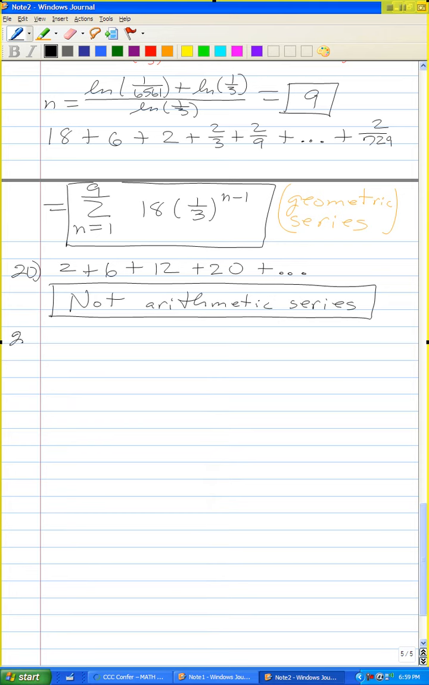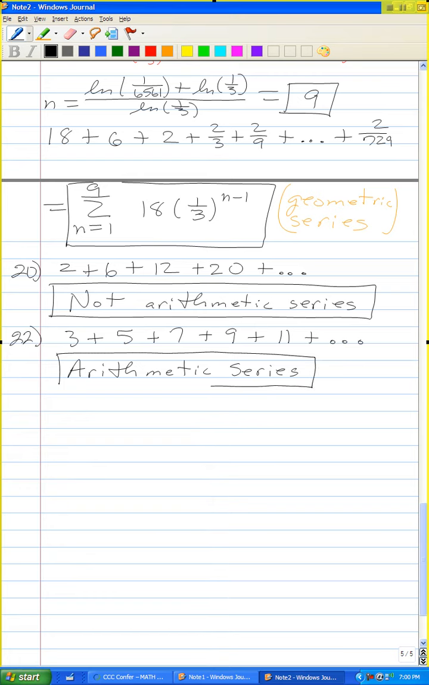22, 3, 5, 7, 9, 11, etc. To go from 3 to 5, I have to add 2. 3 plus 2 is 5, plus 2, 7, plus 2, 9, plus 2, 11. Oh, that does look like an arithmetic series. So yes, this is an arithmetic series.